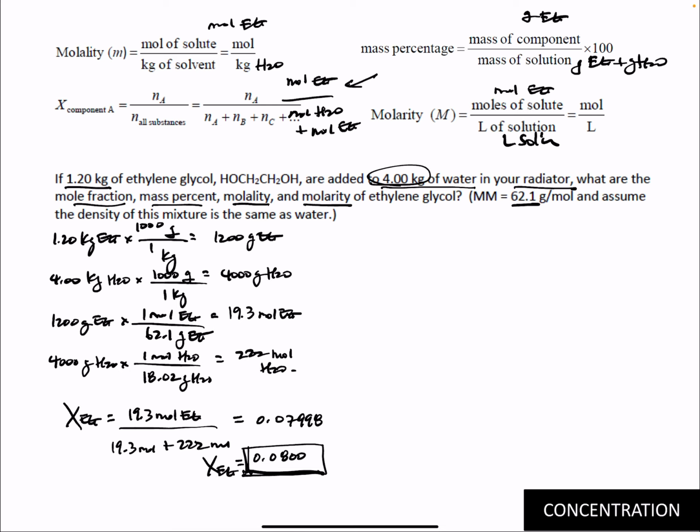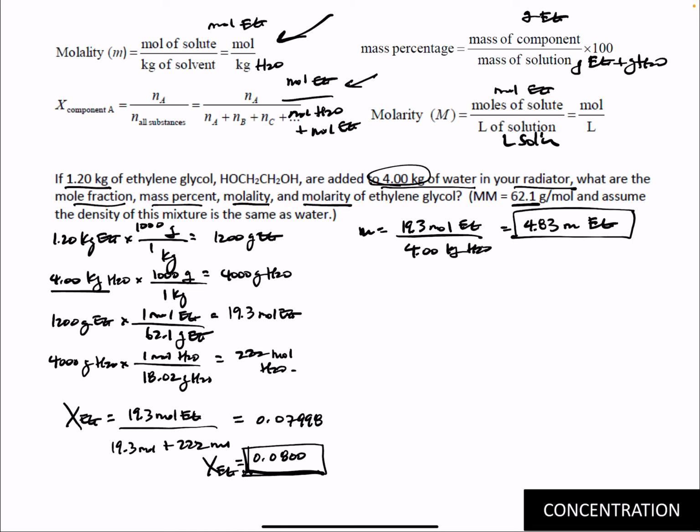Next, how about molality? Little m is moles of ethylene glycol, 19.3 moles, divided by kilograms of water, the solvent. That's 4.00 kilograms. And the molality then is 19.3 divided by 4, which is 4.83 molal ethylene glycol.